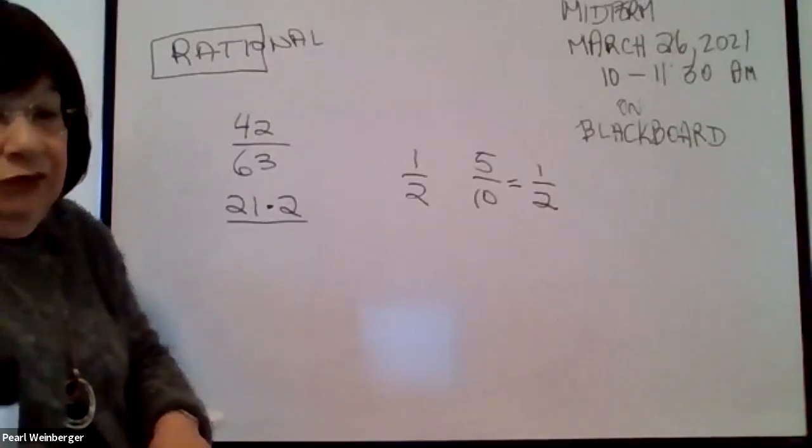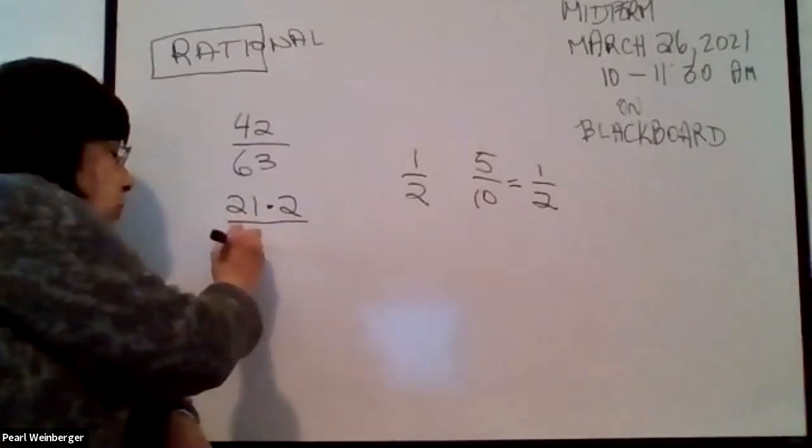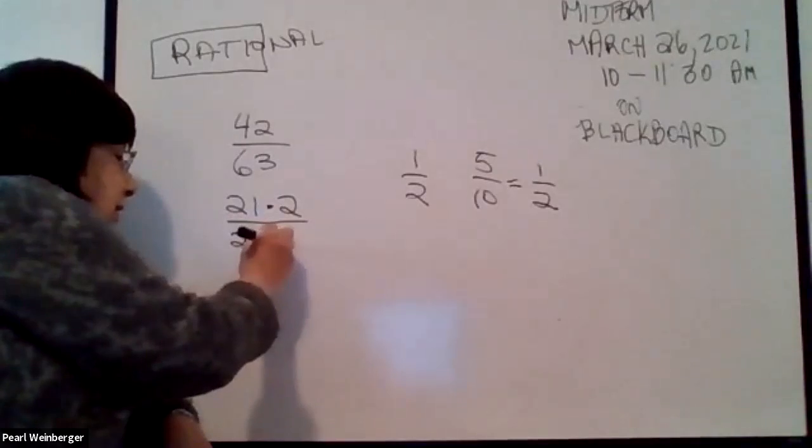Nine and 5. 21 times 3. 21 and 3, 9 and 5, 9 times 5 is 45. 9 times 6 is 63. 9 and 6. Okay, but she said 21 times 3.